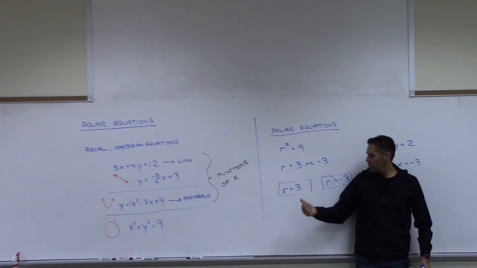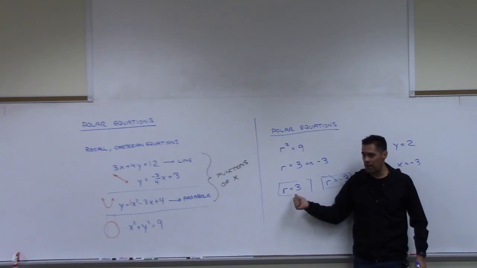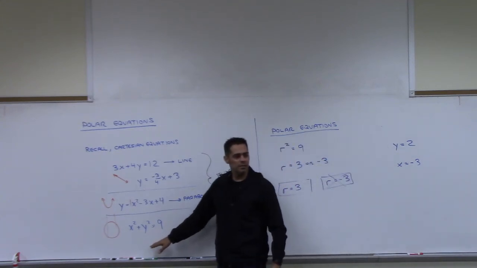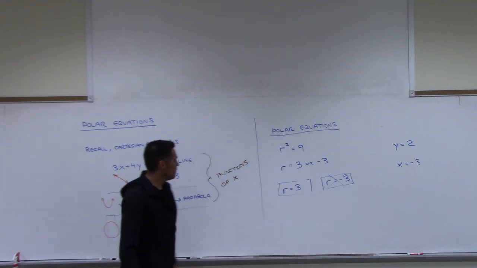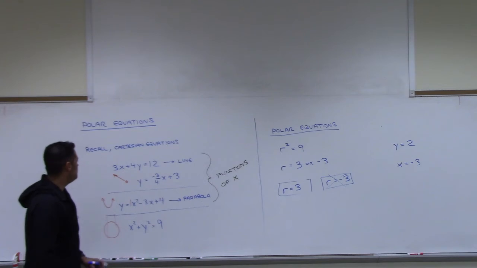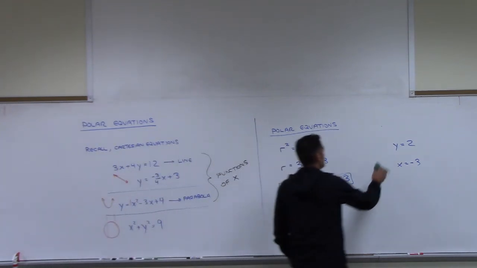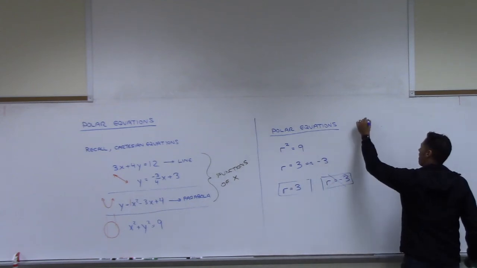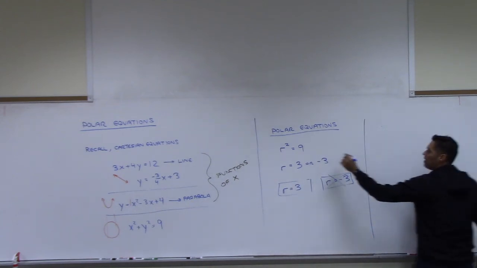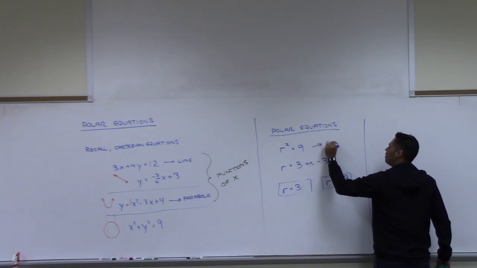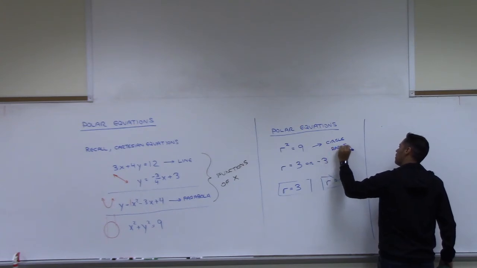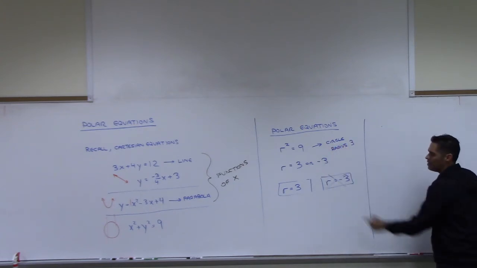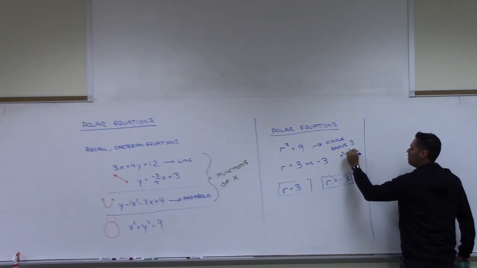You with me? This is a very simple equation compared to this, right? I mean, isn't that much easier to look at? R equals 3 versus x squared plus y squared equals 9. Okay. Now I'm going to give you a picture and see if you can come up with the polar equation. So this right here is the circle radius 3. In other words, it came from x squared plus y squared is 9.